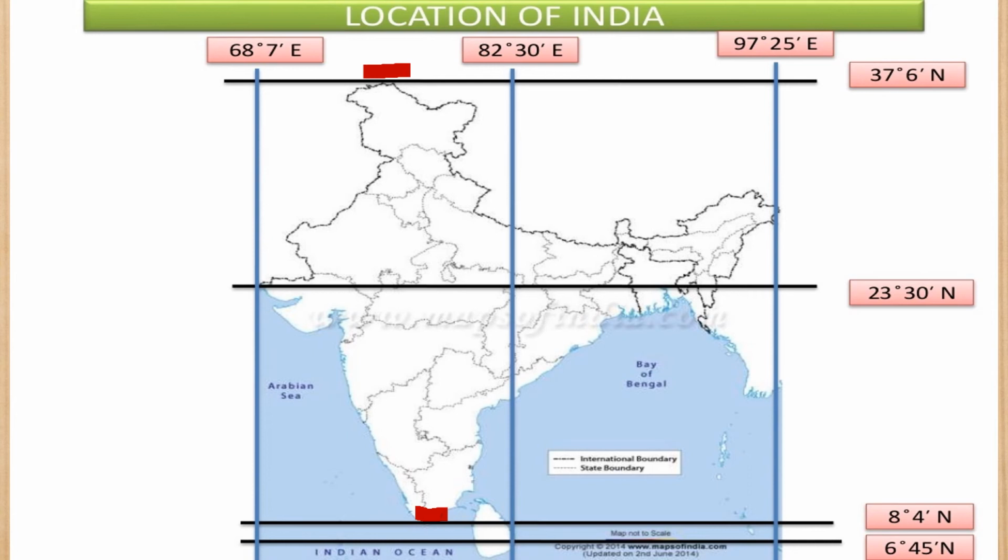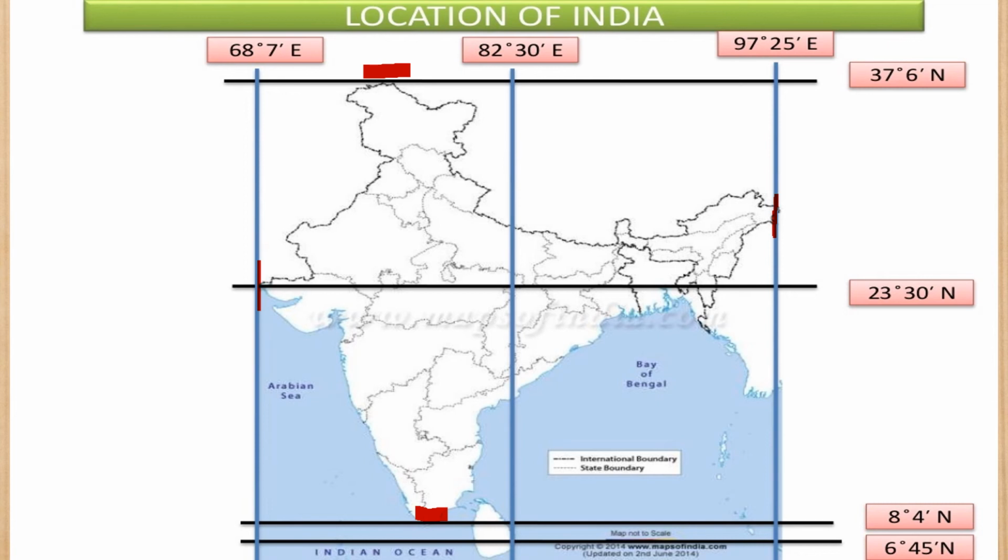The westernmost extent of India is at 68 degrees 7 minutes east of the prime meridian, whereas the easternmost extent of India is at 97 degrees 25 minutes east of the prime meridian.